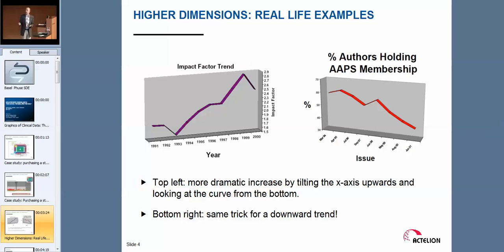And they do it also in the very same journal. They do it in the other direction as well. They want to show a decline, so they show the declining curve, and they tilt the axis in the other direction, so that it declines even more. So it's the same trick they apply, but it's actually fudging, and it leads to misinterpretation of what you should be seeing.